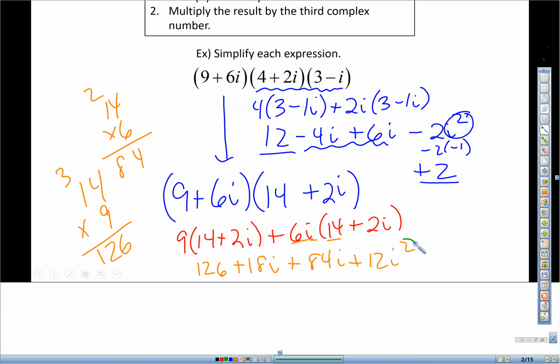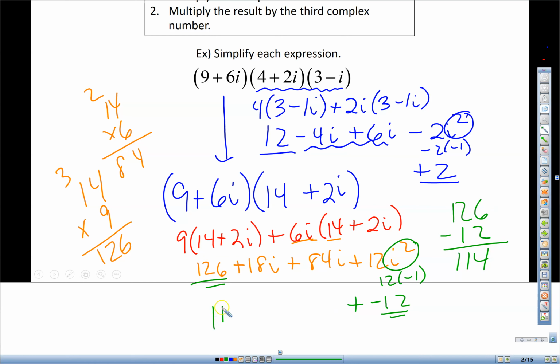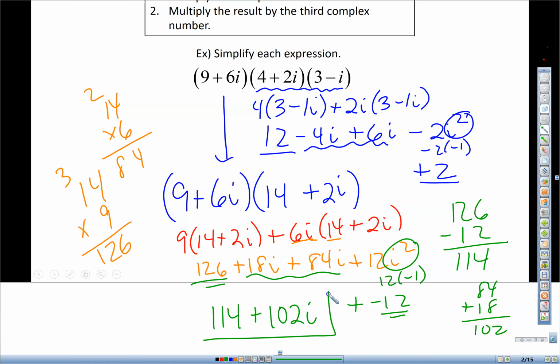Again, our i squared is a -1, and 12 times -1 is -12. So we're going to add that -12 to this 126, which 126 minus 12 would be 114. So we get 114, and then we have to add our i terms. So we're looking at adding the 84 and the 18, and that gives us 102. So plus 102i. And that then is the result.